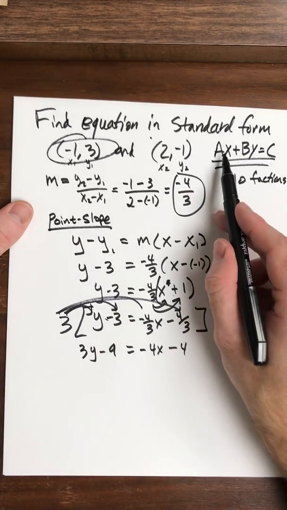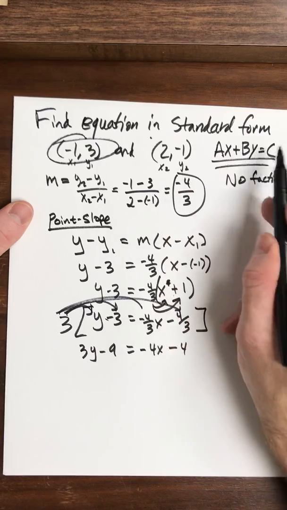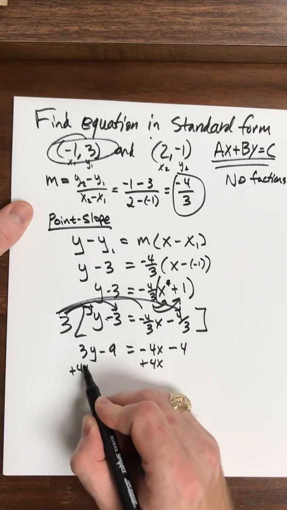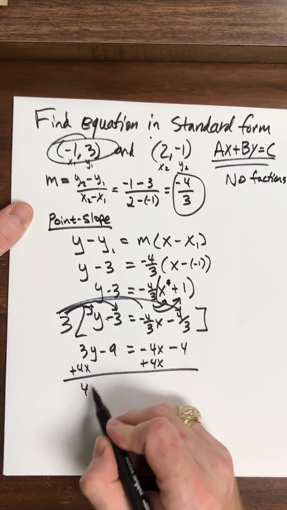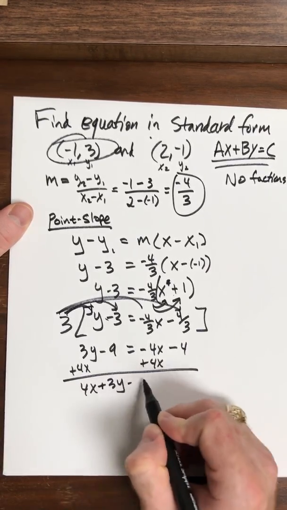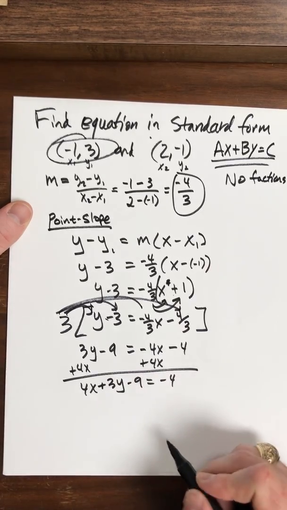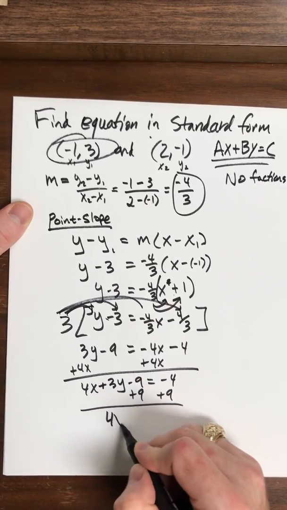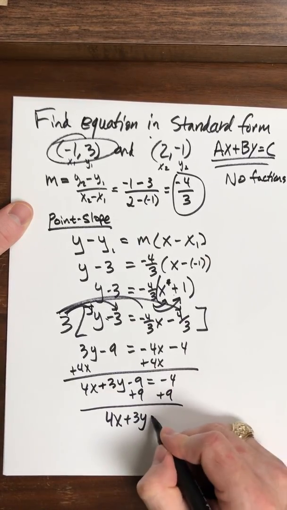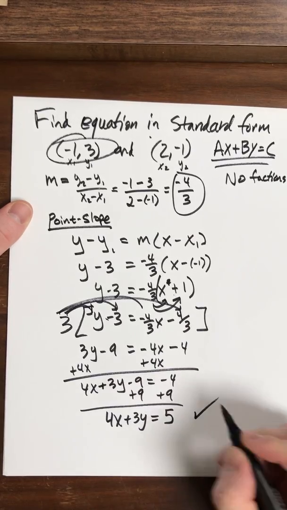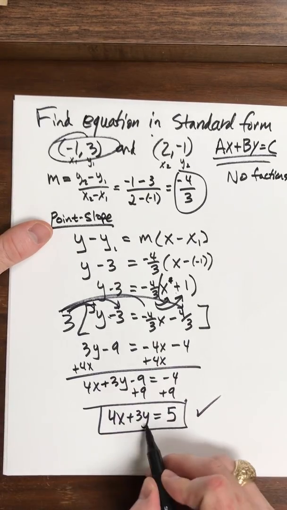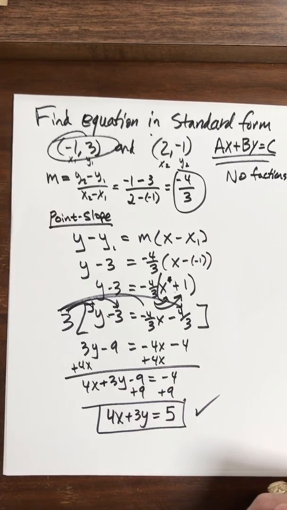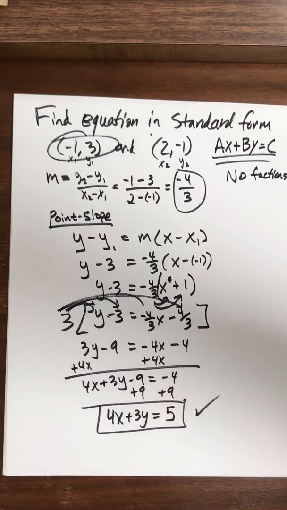Alright, so it looks like I want my x's and my y's on one side and my numbers on the other. So let's move 4x over. Okay, so I have 4x plus 3y minus 9 equals -4. Now I need to move this number. So plus 9, plus 9. So I have 4x plus 3y equals 5. Yay! So we got our variables on one side, and then I've got equal to some constant on the other side, and there's no fractions. So that's standard form.